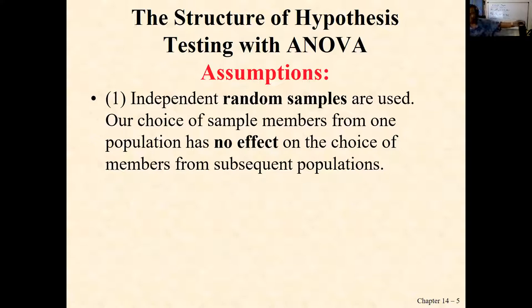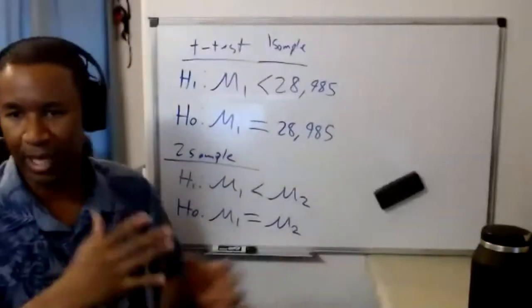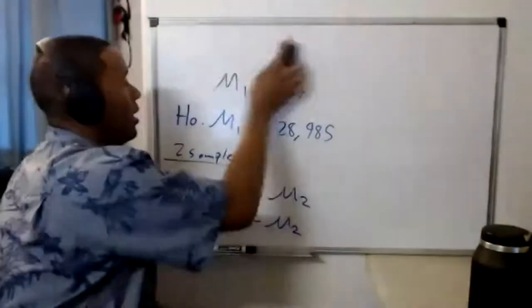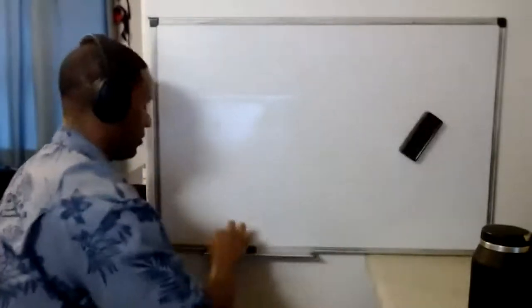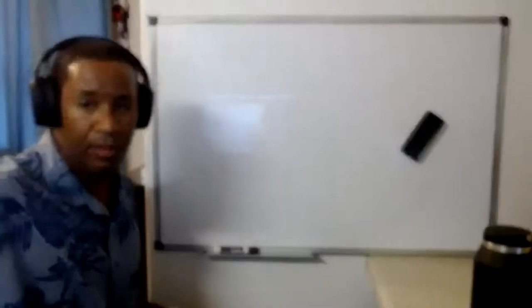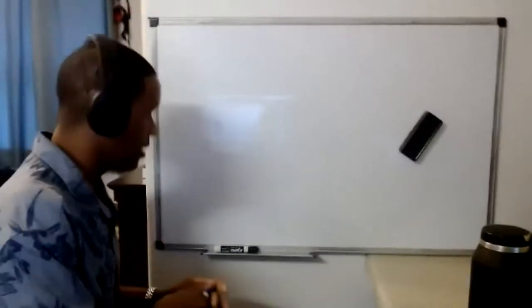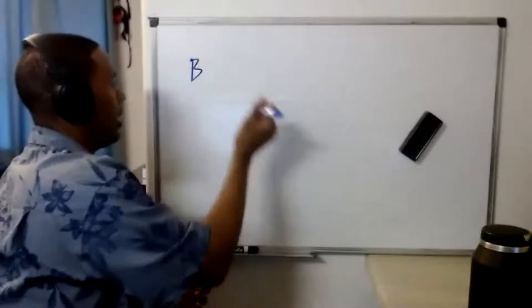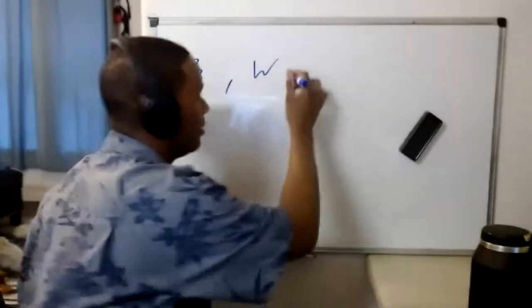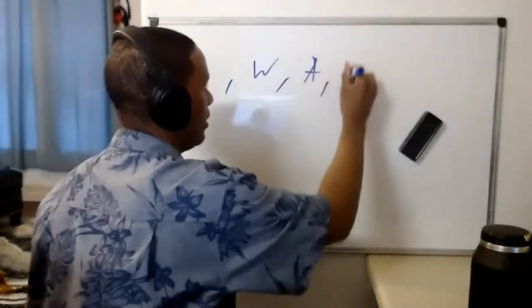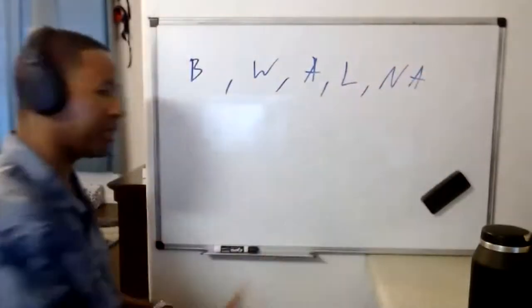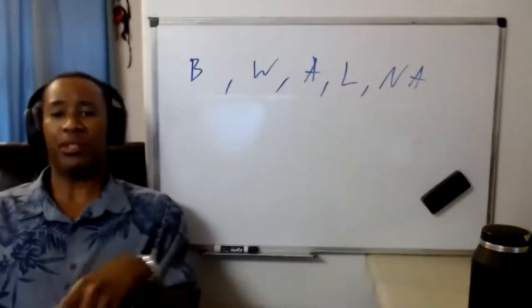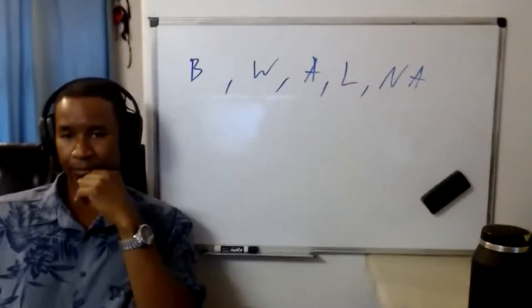What does that mean? Let's just say that I want to do a study where I'm comparing the mean wages of Blacks, Whites, Asians, Latinos, and then Native Americans. So I'm just going to put down Blacks, we have Whites, we have Asians, we have Latinos, we have Native Americans. Okay, so we want to compare the mean wages of all these groups, and let's just say in the Coachella Valley.